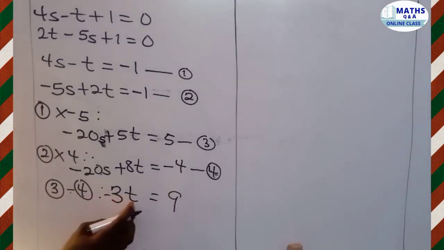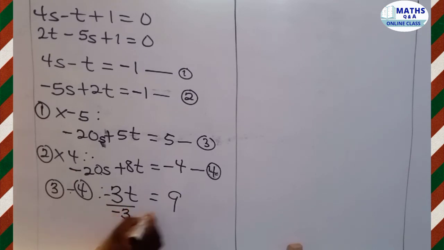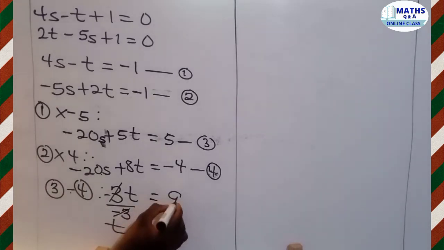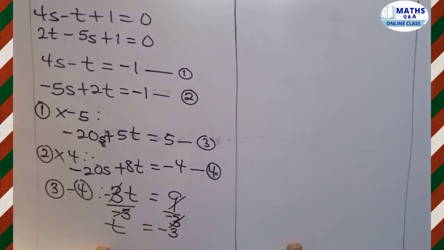Now we don't want -3t, we want t. So what we're going to do is we divide each side by the number multiplying the t, right? Now -3 divides -3, this will go, left with t equal to 9 divided by -3 gives us -3. So we have t is equal to -3.